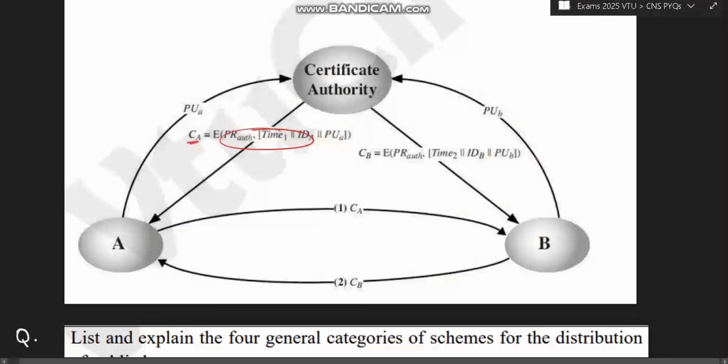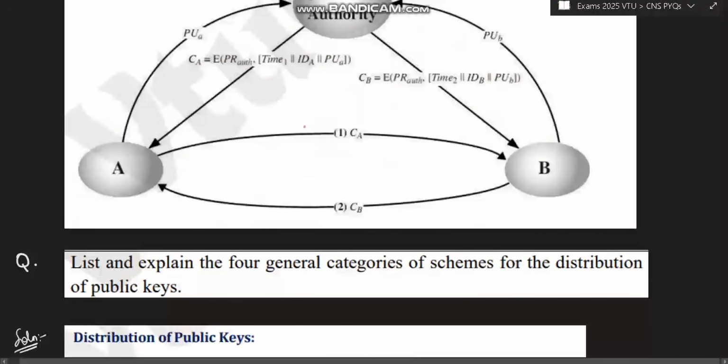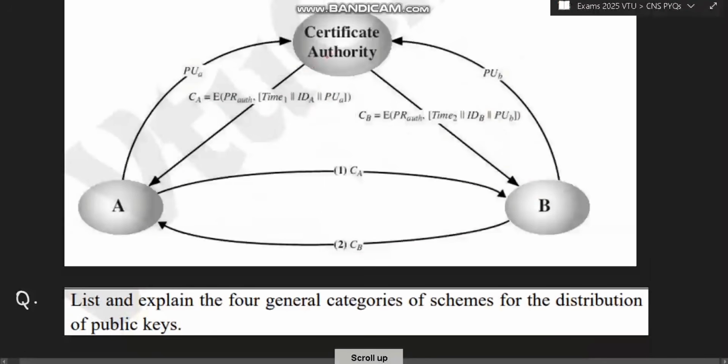Same thing happens at the B side also. B will also get a certificate, and they will exchange the certificates, and they will be sure that they are talking with each other. No one is in between. No hacker is in between. So those are the two ways. The first one is public key distribution using authority. Second is using certificates.